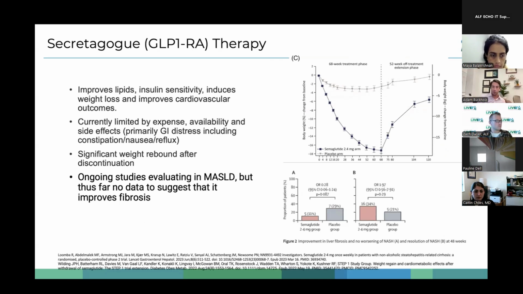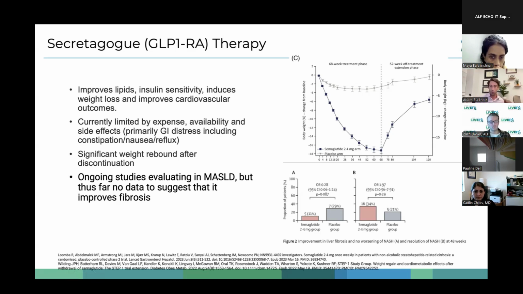Of course, I don't need to tell you about GLP therapy. It's hard to turn on the TV without seeing things about it. It does improve lipids, improves insulin sensitivity, induces weight loss, and improves cardiovascular outcomes, all critical endpoints in this condition. Currently, use is limited by expense, availability, and of course, GI side effects. There's also significant weight rebound, which you can see on the right-hand side here in those who discontinue therapy.